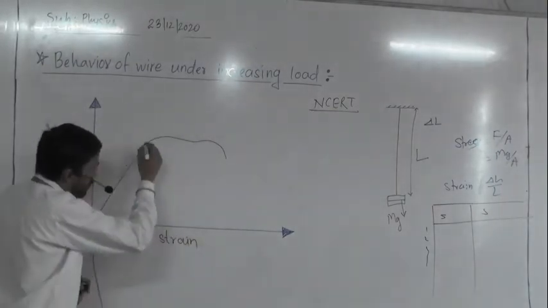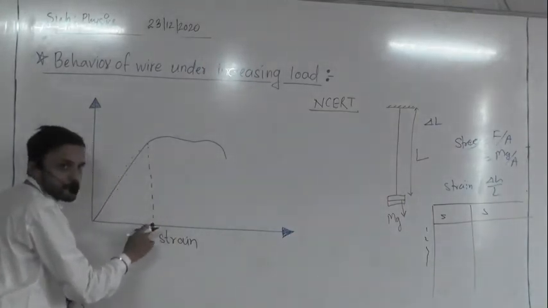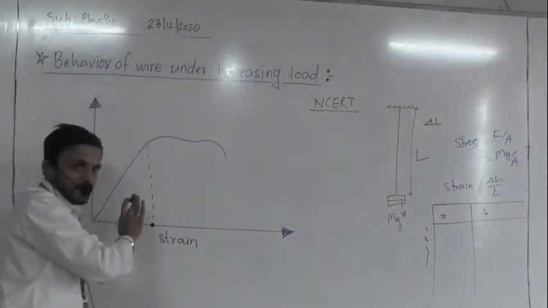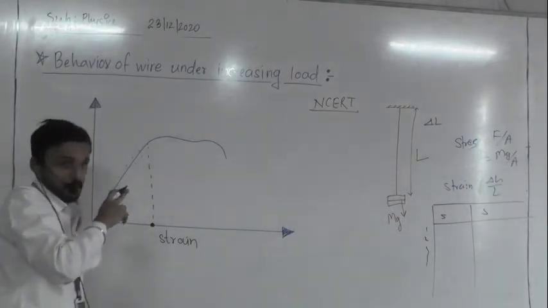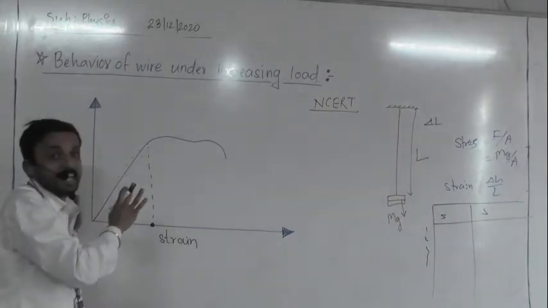So till some value of strain, I get that stress is proportional to strain. It is under the elastic limit. It's called the elastic limit.